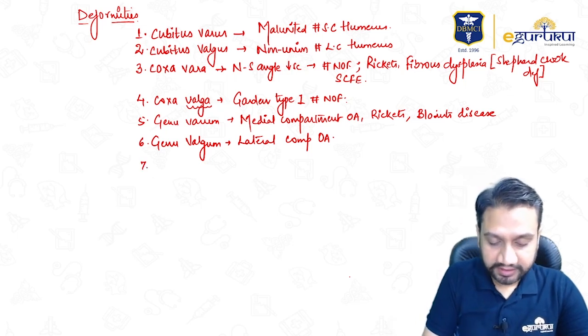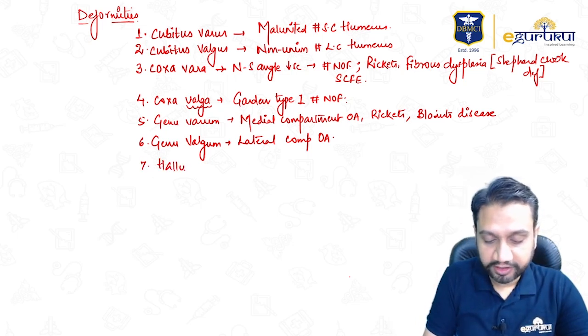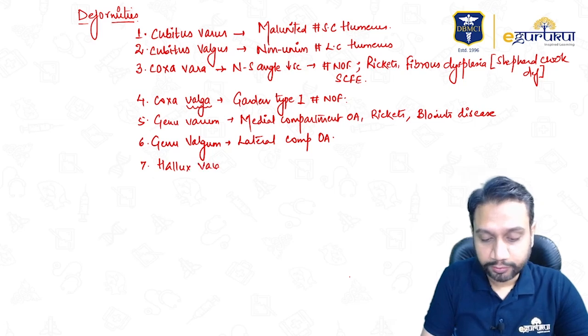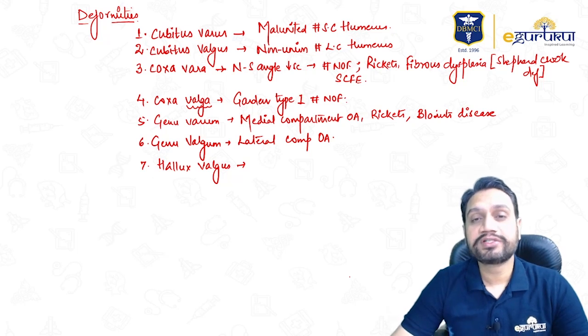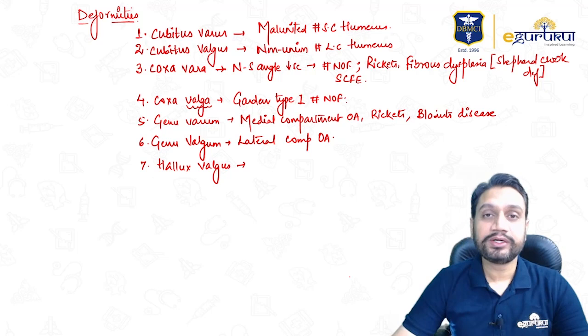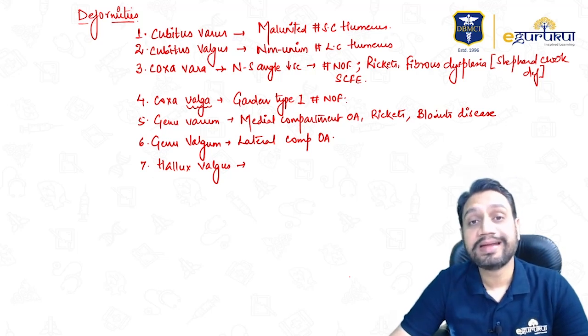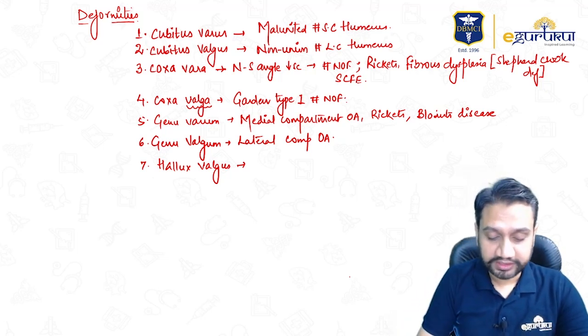Then number 7, I want you to remember the deformity of hallux, the hallux valgus, which has been a frequently asked question in your AIIMS exam. So the lateral deviation of the great toe is what you call hallux valgus. The medial deviation of the great toe is what we call varus. The hallux, the MTP. Okay, so these are the deformities.